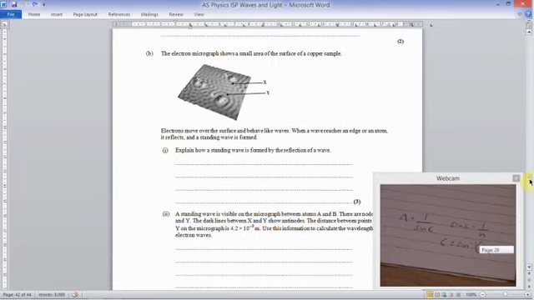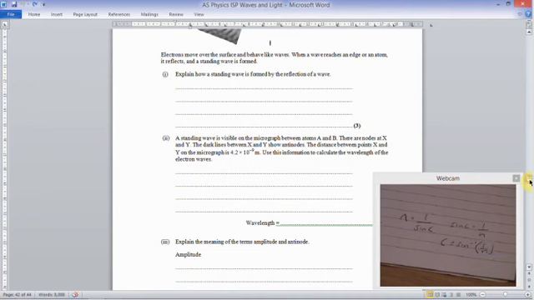Alright, next. A standing wave is visible on the micrograph between atoms A and B. There are nodes at X and Y. The dark lines between X and Y show antinodes. So nodes at X and Y, and the dark lines in between show antinodes.